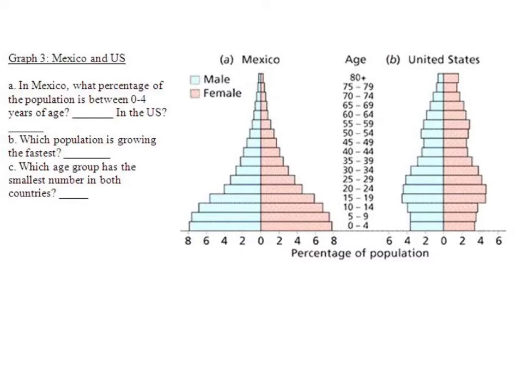Okay, so the third type of map I think you've maybe seen before. This is called an age structure diagram. We'll talk about these a little bit in class if we haven't yet. Basically, these are going to show you the given number of people or percentage of a population that is of a certain age group. And so you see here on the left we've got Mexico.